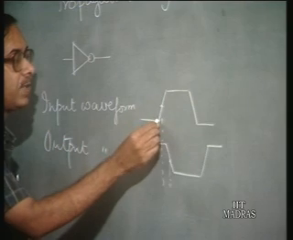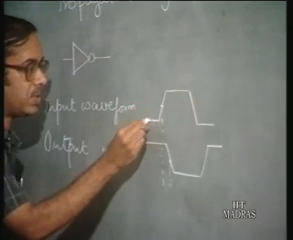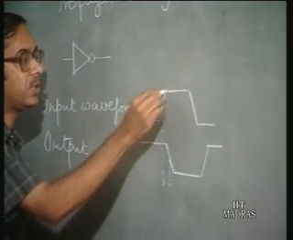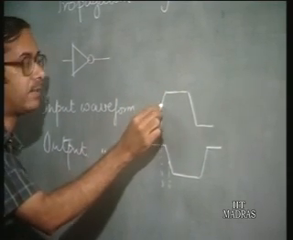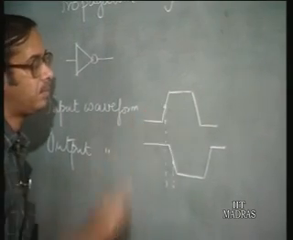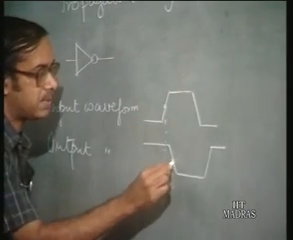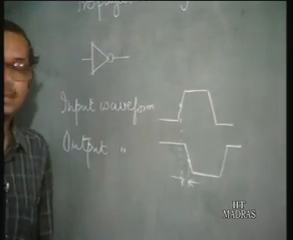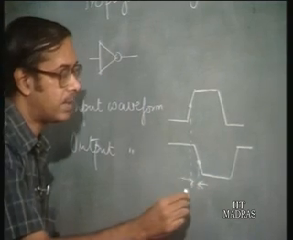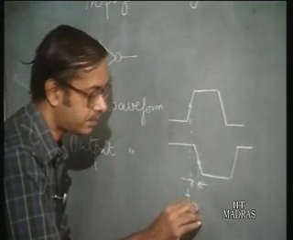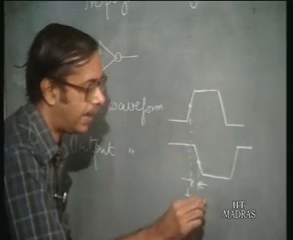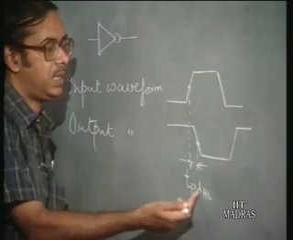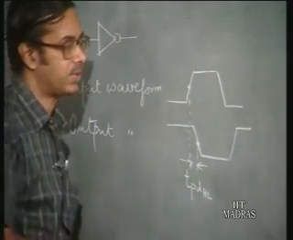That is, this is the logic low and this is logic high. Midway between these logic low and logic high is the instant at which you have the voltage at the middle point of the input waveform, and this is for the output waveform. This difference in time is the propagation delay for a high to low transition. We shall call it TPD HL. HL stands for high to low transition.